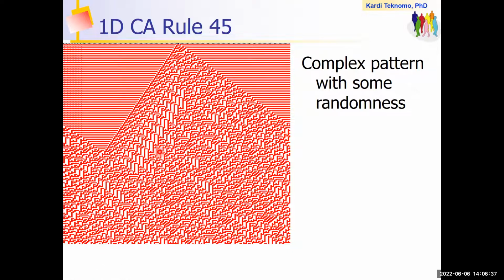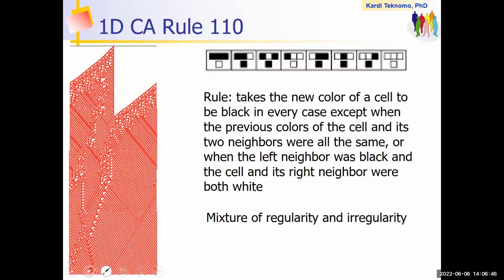And rule 45 is kind of random again. First regular, and then suddenly becomes random. But when you see rule 110, wow, it's not just random, it becomes a pattern that looks like real life, like the skin of some kind of reptile. So this is what we call complex, no? A mix of regularity and irregularity.